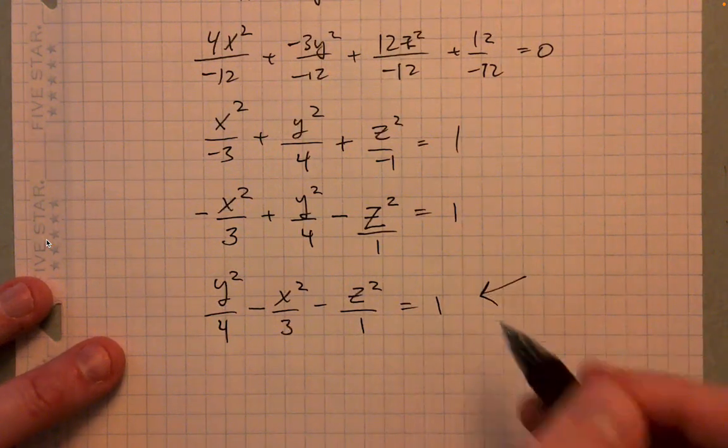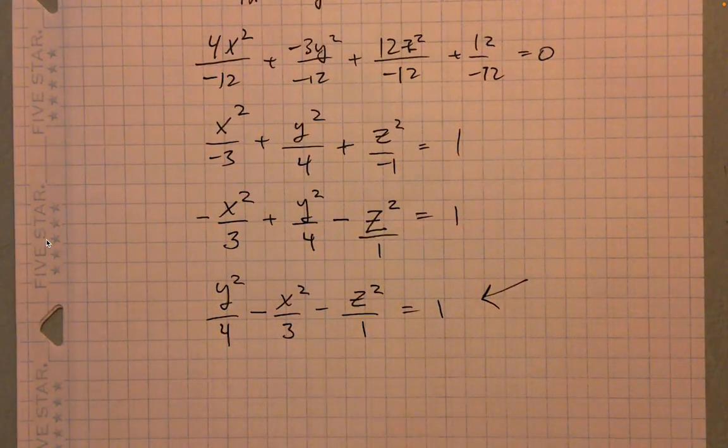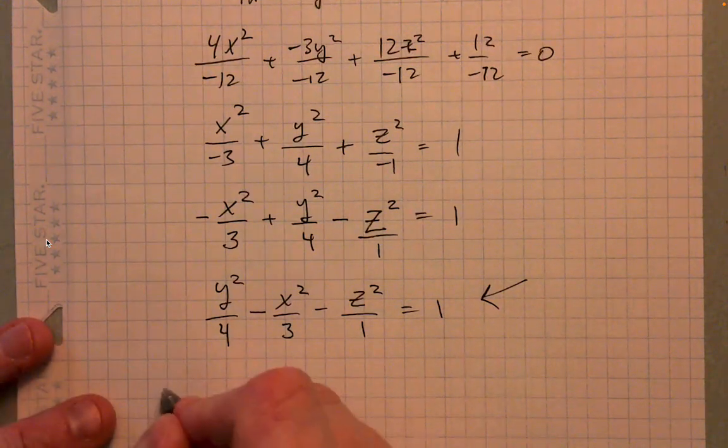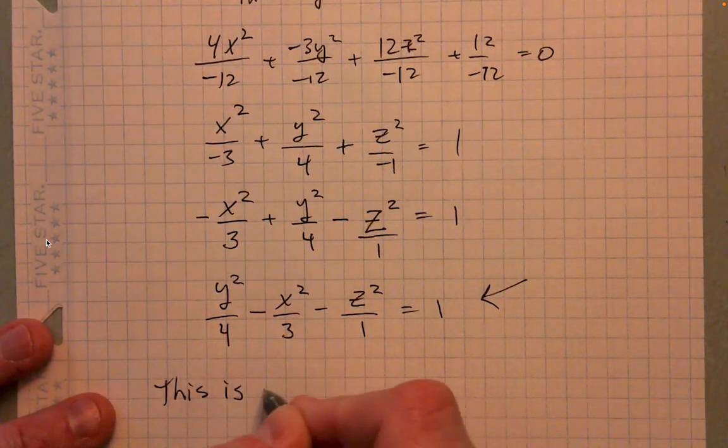And now what does this equation look like? So this is a hyperboloid of two sheets. You can just kind of reference your notes on this, and you'll recall this is of the form.